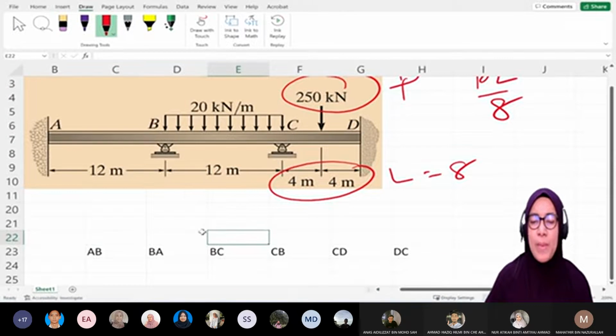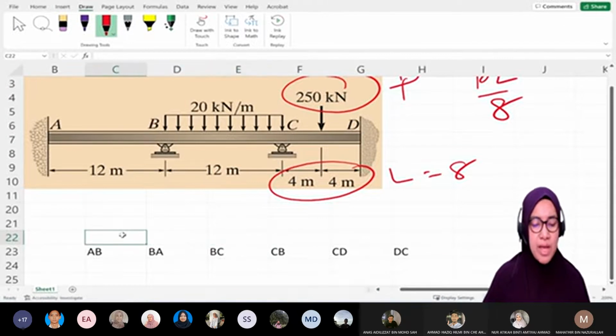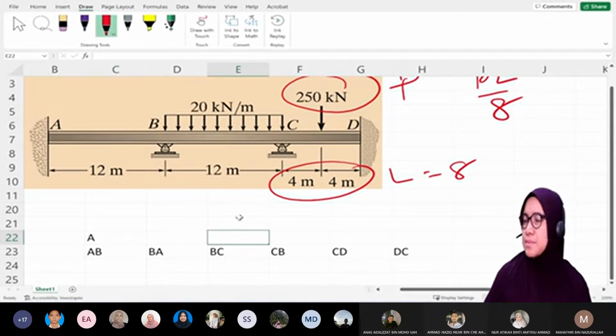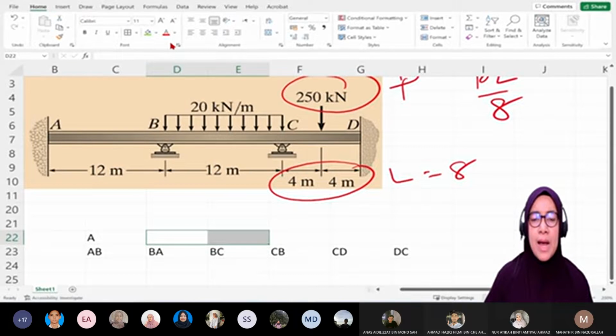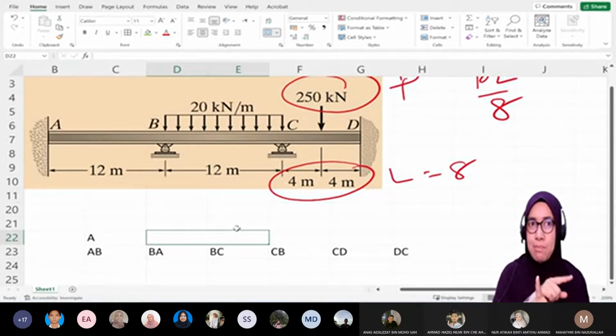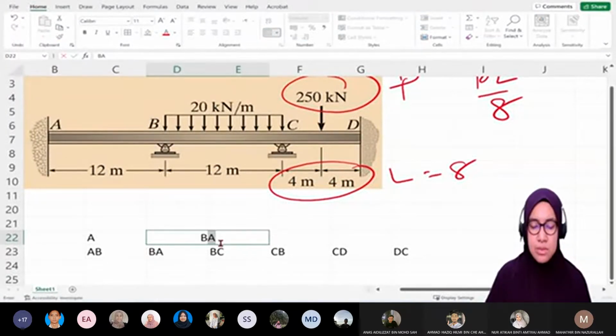Okay, how many joints? We have joint A, right? We have joint A. We have joint B, combining BA and BC. B has BA, B has BC. So joint B is BA plus BC. Okay, so this is joint B.